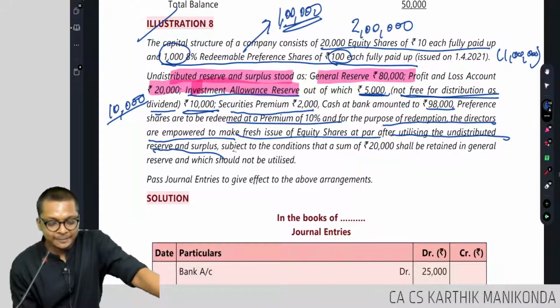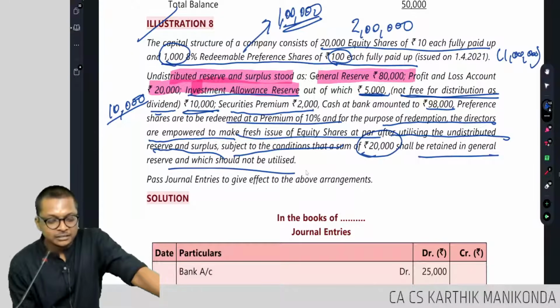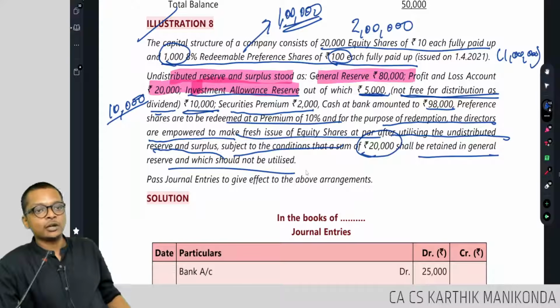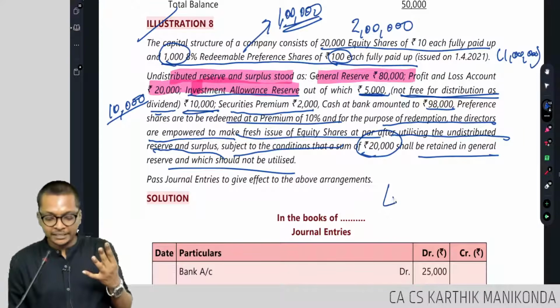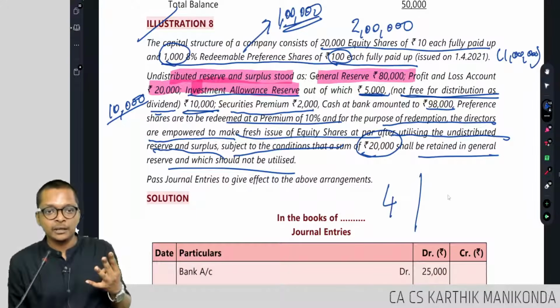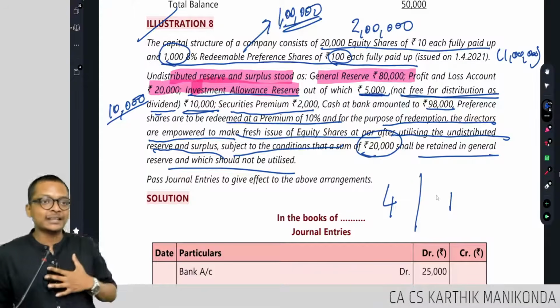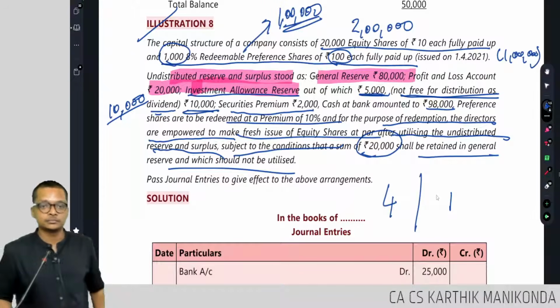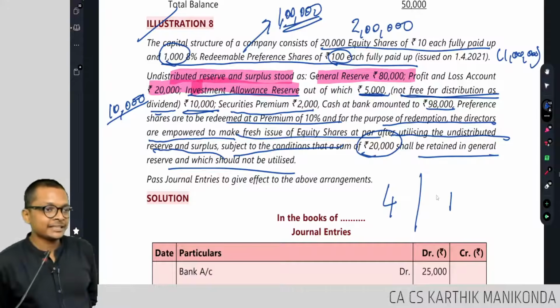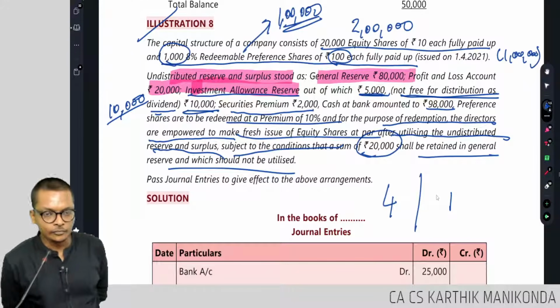Subject to the conditions that 12,000 shall be retained in general reserve and shall not be utilized. You have to pass entries for the above arrangements. Preference shares, how many entries? 4 entries. Issue of equity shares, how many entries? 1 entry. We all know the entries. Amount only we have to fill. Are you following, guys? Clear? Okay.